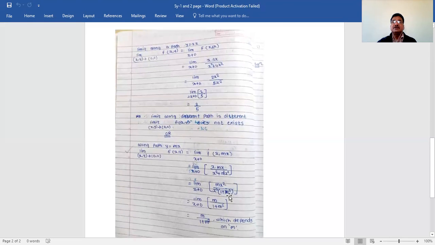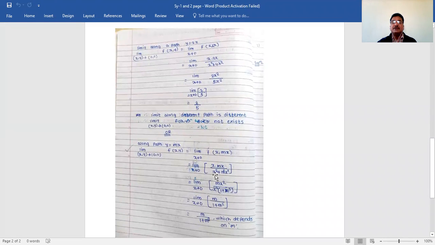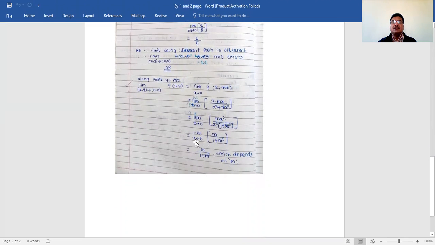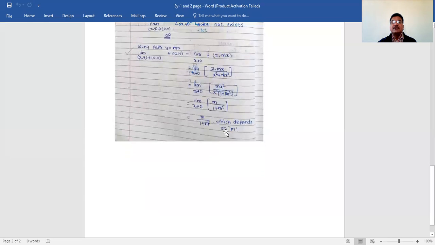So f(x, mx) is what? This is x into mx, plus x square plus (mx) square, which means m square x square. Then take x square as a common factor in the denominator and cancel the x square. Then the limit as x tends to 0 of m by 1 plus m square. This m by 1 plus m square is independent of x, that is, constant with respect to the limit. So we have the answer m by 1 plus m square, which depends on m.